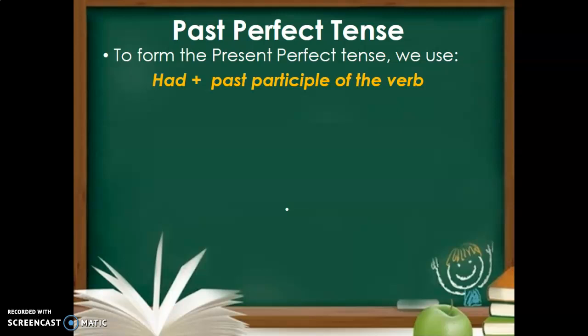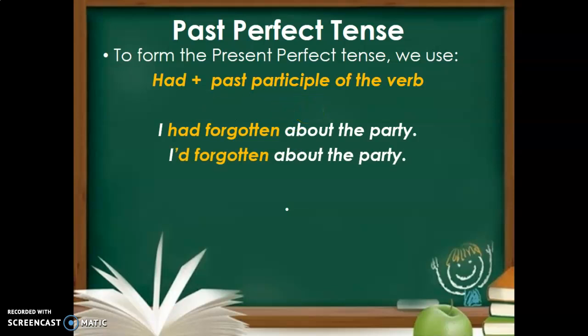To form the past perfect tense, we use had as an auxiliary verb, and the past participle form of the verb. For example, I had forgotten about the party. Right? So here we have the subject, had, which is the auxiliary verb, and the past participle of the verb. So in this case, we're using forget. So forgotten would be the past participle. I had forgotten about the party. Or the contraction form, which is I'd forgotten about the party.